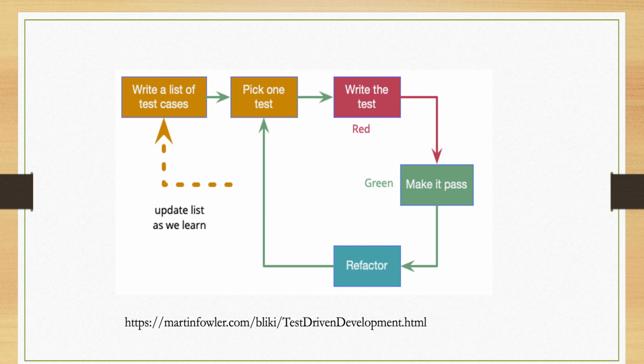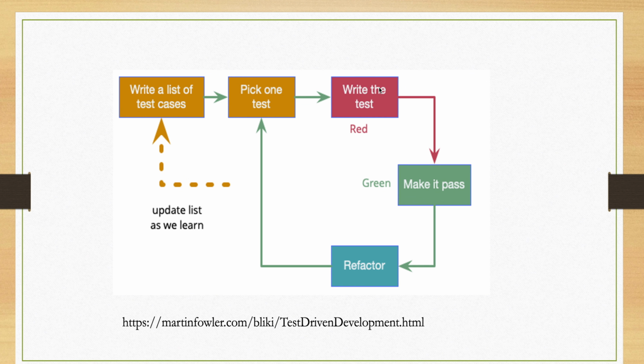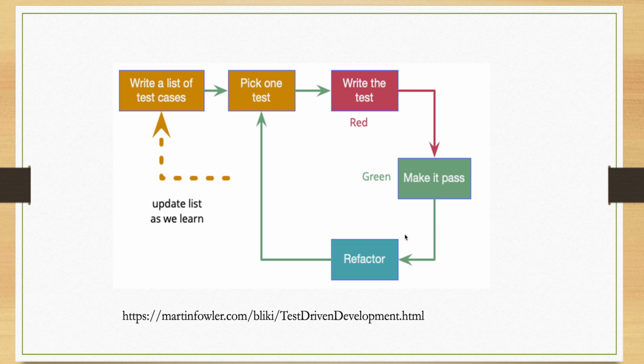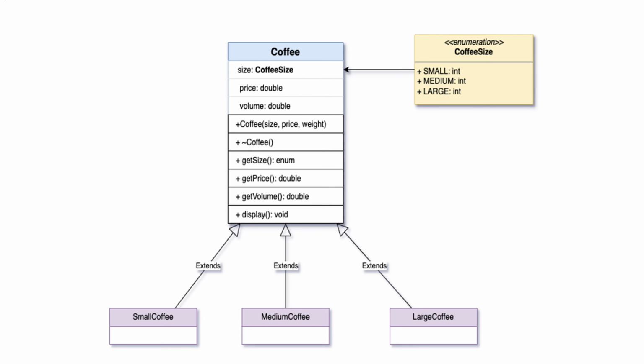It goes like this. You write a list of test cases, that's what we just done, and then pick one test, write the code, make it pass. If it doesn't pass, you refactor, just like that. An iterative process. Yeah, this is the design. Let us transform this into code.